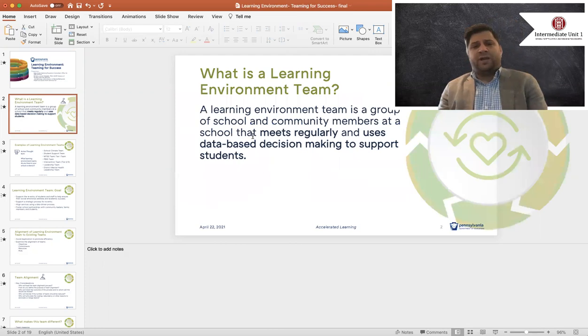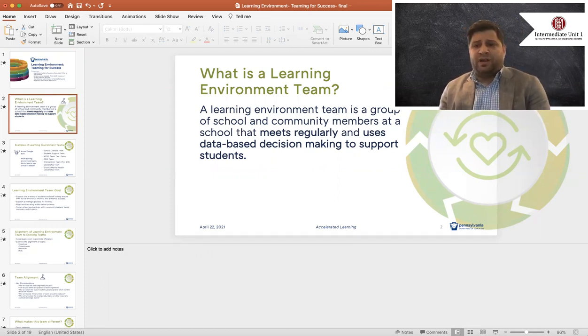So what is a learning environment team? A learning environment team is a group of school and community members at a school that meets regularly and uses decision-based making to support students. So what we're going to be talking about today is what teams are already at your disposal within your school, your district, how to map those teams, how to strengthen those teams, or maybe you're finding a gap and a need for a new team.